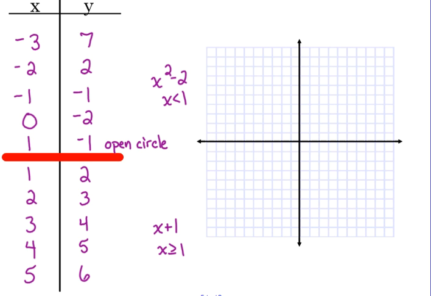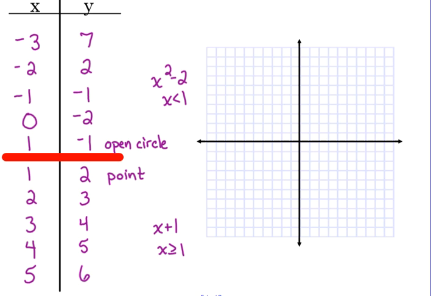But I still want to put where it would be. So I'm going to put an open circle there. The second piece has the equal to, so I'm going to put a point at 1, 2. Okay, open circle at 1, -1, point at 1, 2.